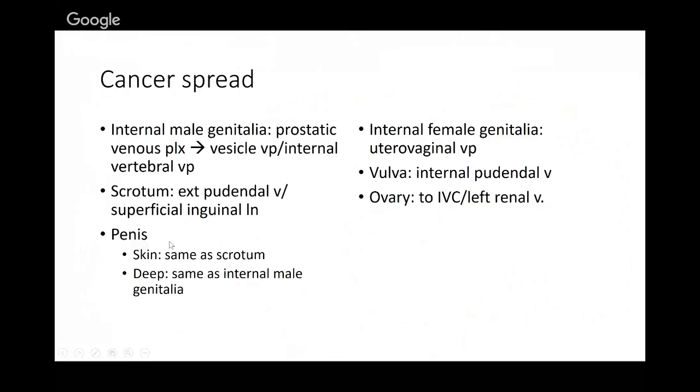The penis is special because the skin of the penis will have a similar pattern of spread to the scrotum, but deep. So the urethra and everything, it's going to be the same as the internal male genitalia. The female is simpler. If it's internal female, so the uterus, the main thing, then it goes into the uterine vaginal venous plexus. The vulva, so the perineum, then it's the internal pudendal vein. So anything perineal, you'll see the internal pudendal vessels a lot. The ovary is kind of special because the first spread is going to go into the inferior vena cava or the left renal vein.